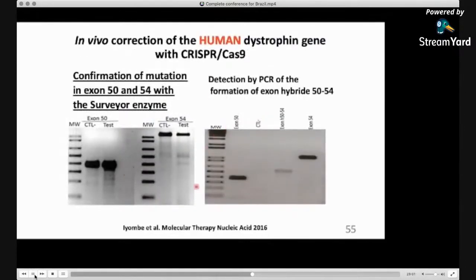We then extracted the DNA from these muscles, and we first confirmed using a test called the Surveyor enzyme that indeed there were cuts that had been produced in exons 50 and 54. We then used PCR to amplify the hybrid exon 50-54. Note that in the muscles that are not treated with the CRISPR-Cas9 technology, there is no amplification of exon 50-54 because there are 160,000 base pairs between these 2 exons, and therefore the 2 primers for the PCR are too far separated from one another.